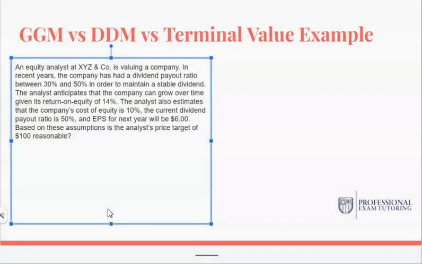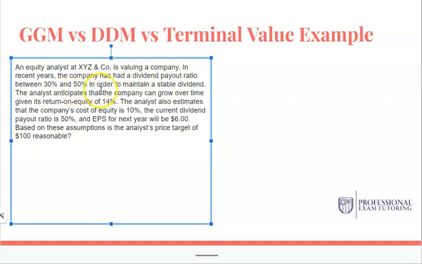Okay, let's take a look at a few questions related to the Gordon Growth dividend discount model, or terminal value. An equity analyst at XYZ & Co. is valuing a company. In recent years, the company has had a dividend payout ratio between 30% and 50% in order to maintain a stable dividend.